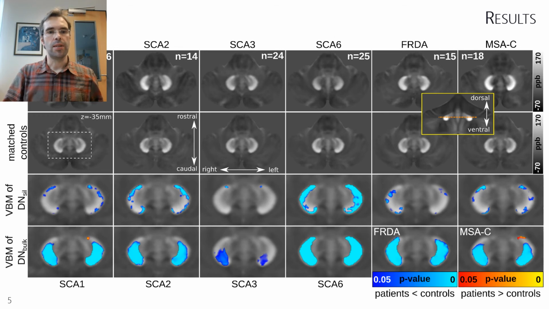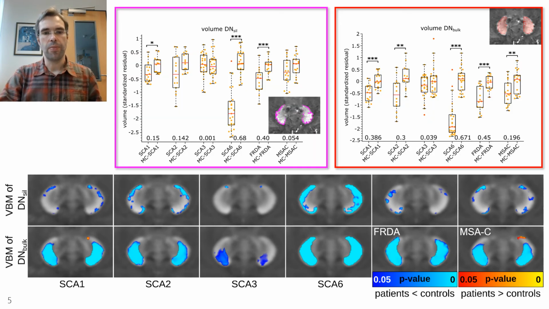Here we see the statistical analysis result of voxel-based morphometry of the silhouette and bulk of the dentate nuclei in the 3rd and 4th row respectively. The most striking volume reductions were seen in SCA6 patients. In SCA1, SCA2, Friedreich's ataxia, and multiple system atrophy of cerebellar type patients, there were significant reductions in the silhouette and bulk of the dentate, but much smaller compared to SCA6 patients. Almost all of these findings on dentate atrophy are supported by volume of interest-based analysis.